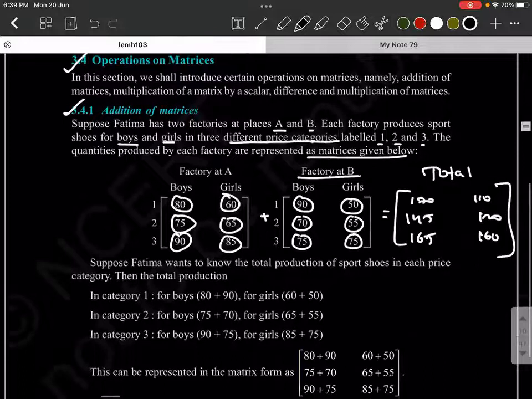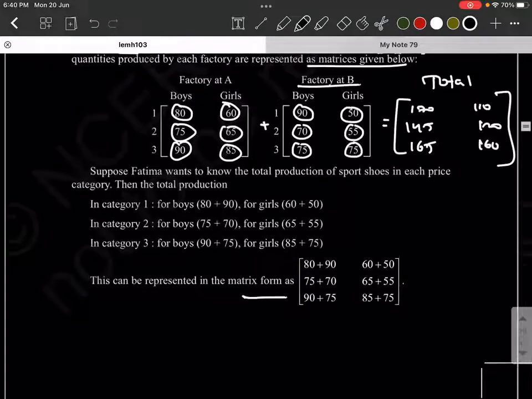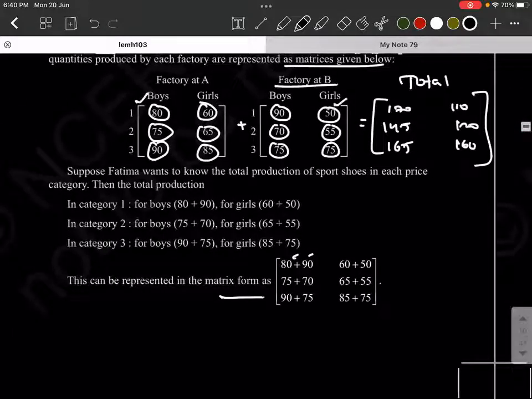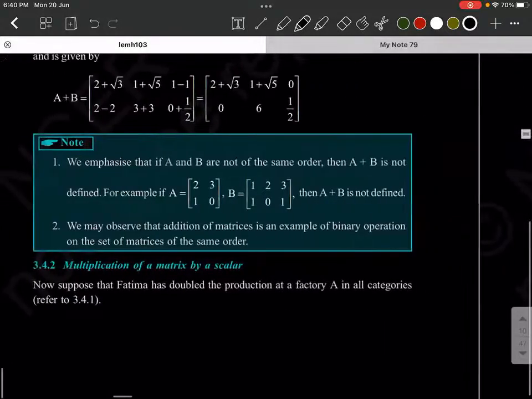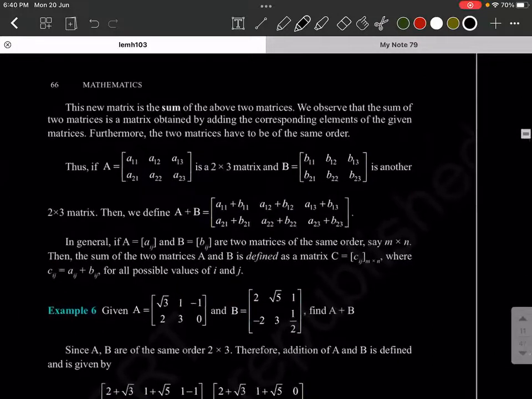So these are the total number of shoes that are manufactured under Fatima's factory itself, whether it is at place A or place B. Okay. So how will you represent them? It is the sum of those two elements. How did you arrive at 170? It is because you added the corresponding elements. You didn't add this 80 to this 50, right? You added the corresponding elements belonging to the corresponding rows and the corresponding columns. So from this, can we try to give a definition to matrix addition?